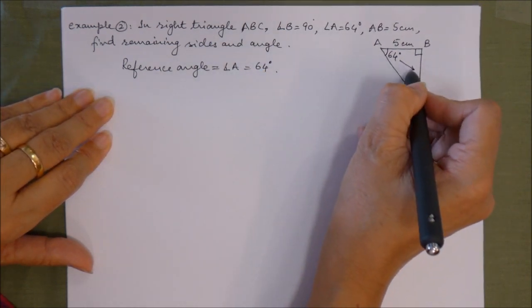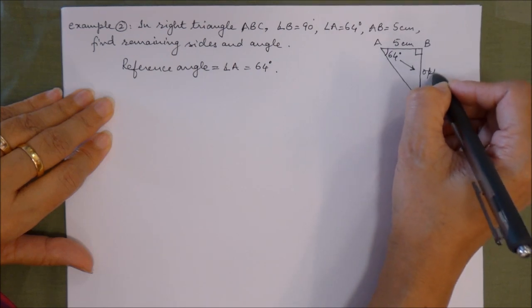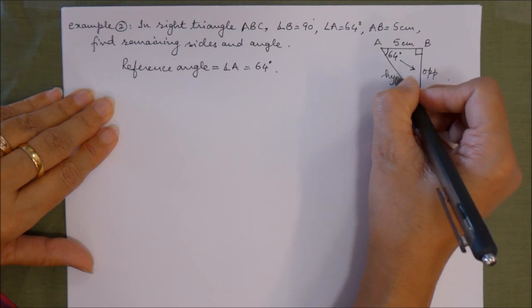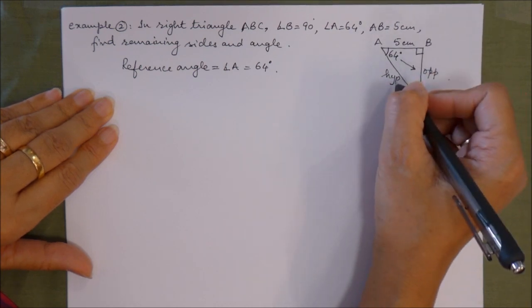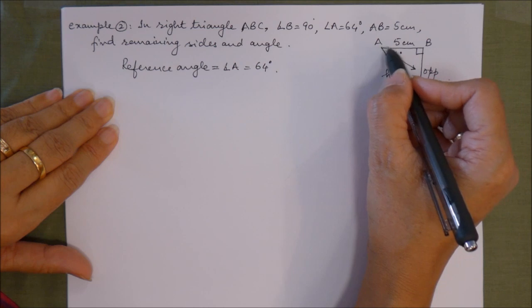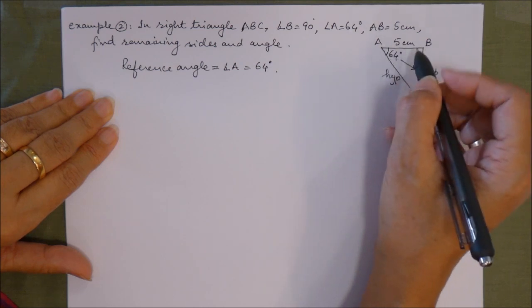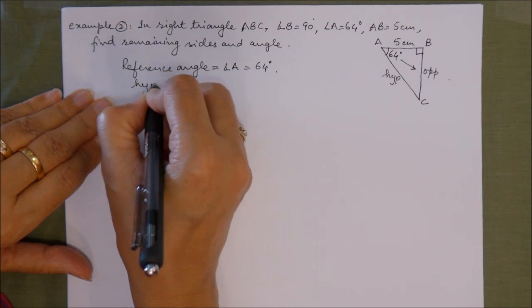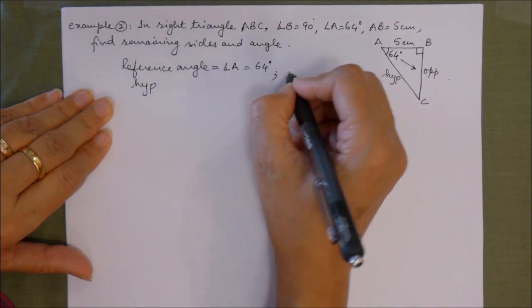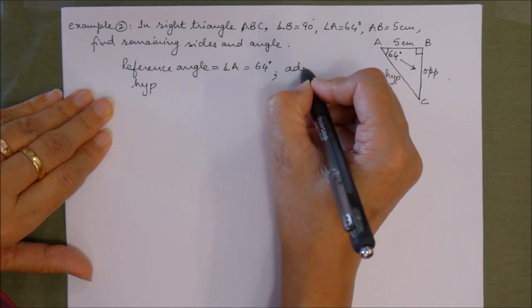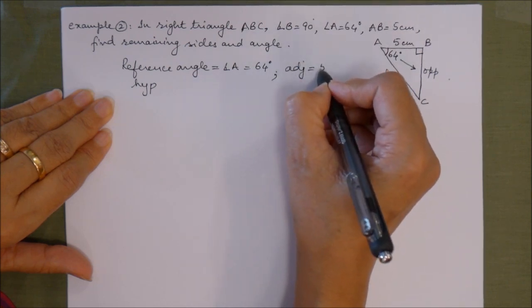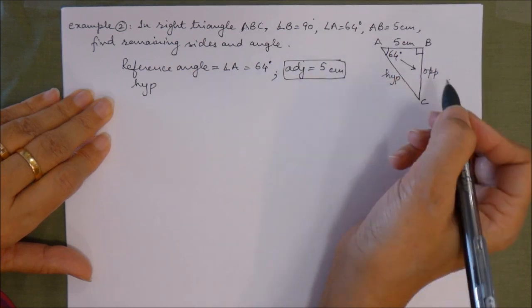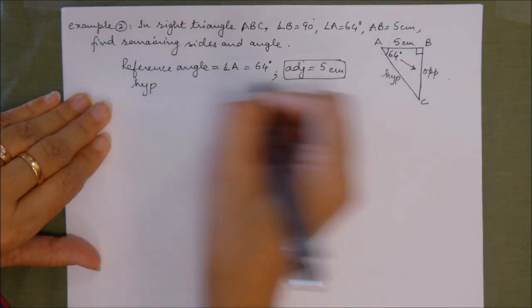So opposite to 64 degrees is the side BC, which is the opposite side. Now the hypotenuse is always the side opposite to the angle of 90 degrees. That means this AB is the adjacent side. So we write hypotenuse. We have to find out the adjacent. This one is adjacent. So the adjacent side is given to be 5 centimeters. We have to find out the hypotenuse and the opposite side.